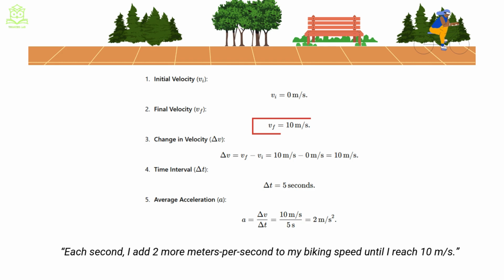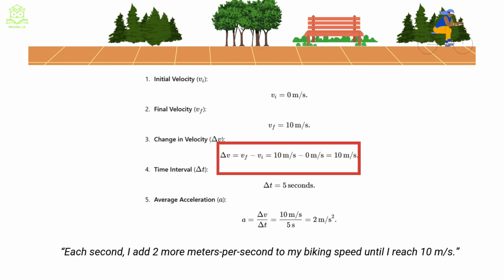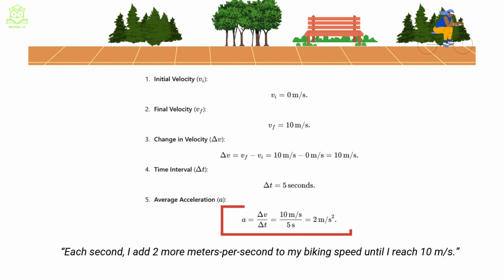Now let's break it down step by step. 1. Initial velocity, vi. vi equals 0 meters per second. 2. Final velocity, vf. vf equals 10 meters per second. 3. Change in velocity, dv. dv equals vf minus vi, 10 meters per second minus 0 meters per second equals 10 meters per second. 4. Time interval, dt. dt is 5 seconds. 5. Average acceleration, a equals delta v divided by delta t equals 10 meters per second divided by 5 seconds equals 2 meters per second squared.